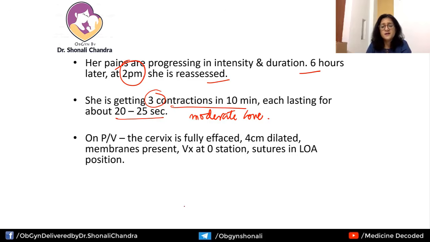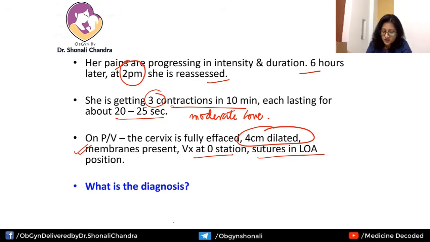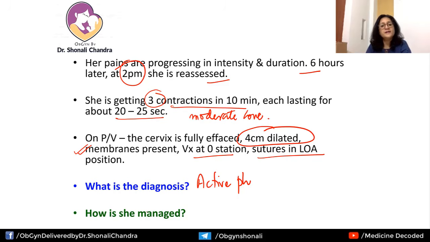We repeat a PV. Cervix now is fully effaced. There is 4 centimeter dilatation. Membranes are still present. The vertex has come down from -2 to 0 station. The sutures can now be made out, and we find that she is in LOA position. What is the diagnosis now? She has entered the active phase of labor. And how is she managed?